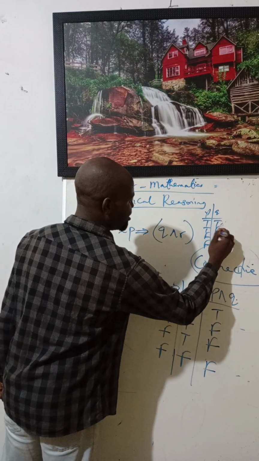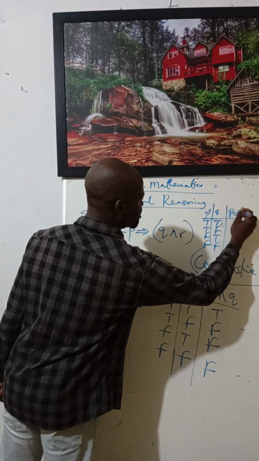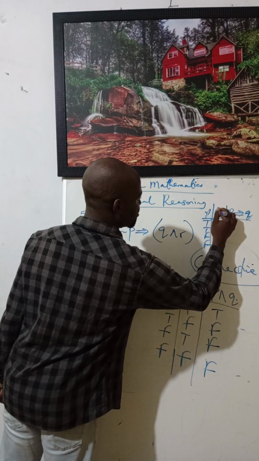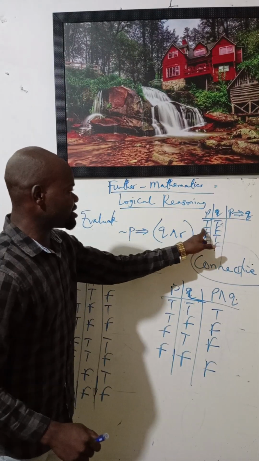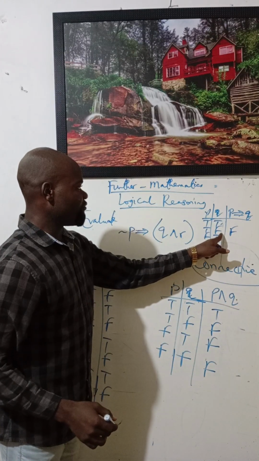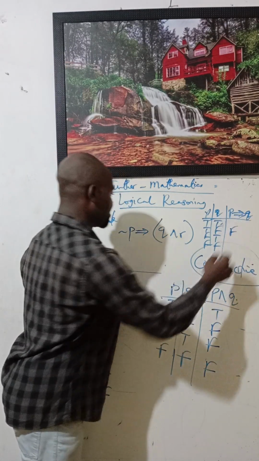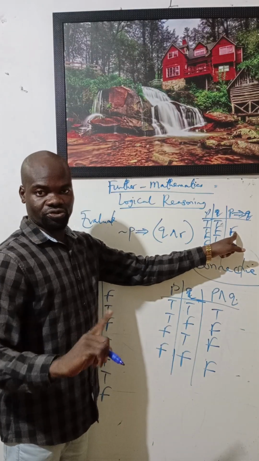We have T, F, T, F. This is the law. This is the rule for implication. TF gives us F. TF gives us F for implication. Any other thing is true.